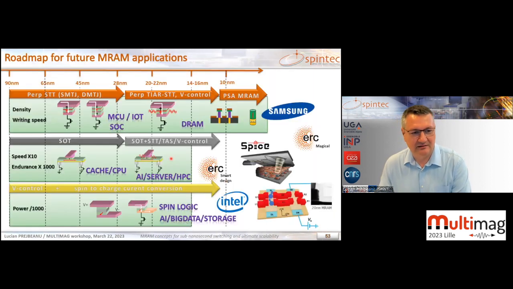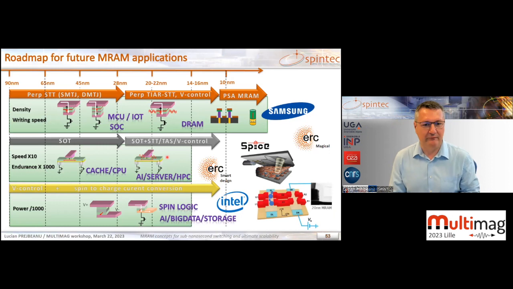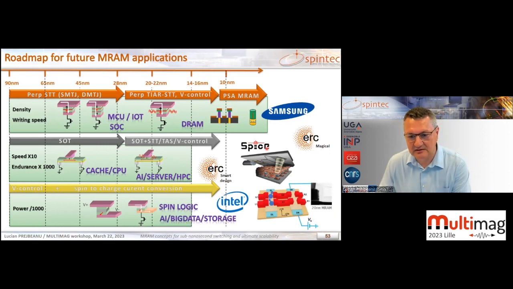Just to say that in terms of roadmap for future MRAM applications, there are different flavors. I was discussing today the spin-orbit torque or the all optical switching, which can address several types of applications in terms of speed, endurance, or also for the emerging quantum field. There is really a need for the read-out of the quantum bits by low temperature MRAM solutions. So we are also working on proposing cryo MRAM solutions for that.